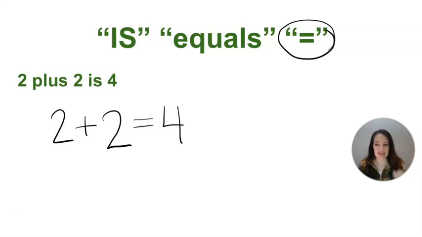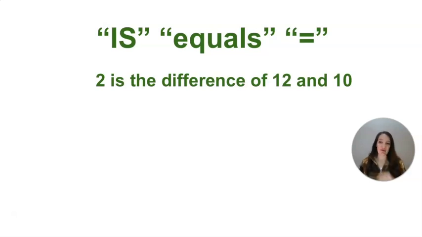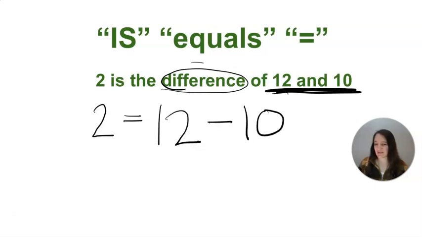So 2 plus 2 is 4. Is means it's equal to, right? So this equation can be written like that. So if we want to say 2 is the difference of 12 and 10, we're going to write that as 2 is. We're going to remember that difference means subtract, and then we're going to make really sure that we put it in this order, 12 minus 10, because that's the order. It has 12 first. Okay, so 2 is the difference of 12 and 10. And if we look, yeah, 12 minus 10 is 2.